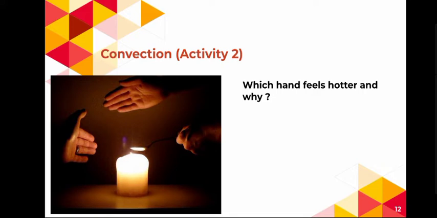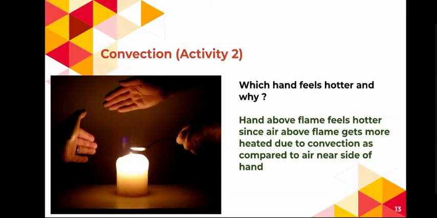Notice that towards the top, the air gets heated by convection. Therefore, the hand above the flame feels hot. On the side, however, there is no convection and the air does not feel as hot as at the top.